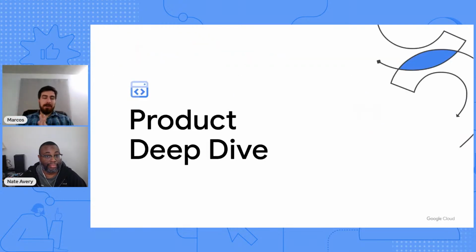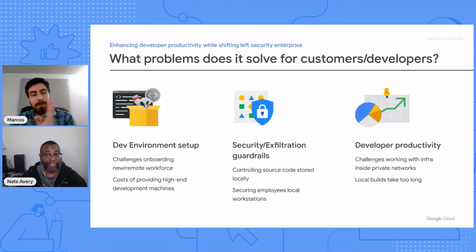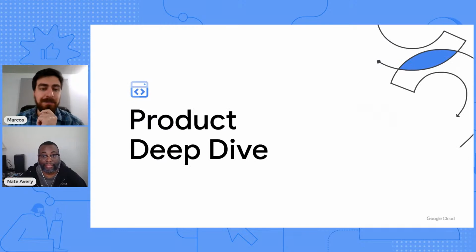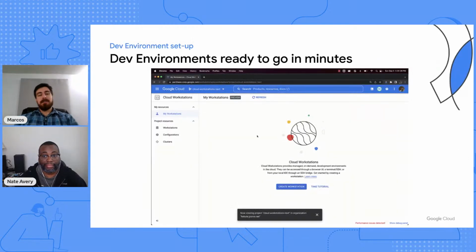Okay, that was the high-level overview. Let me now jump to a product deep dive and talk about some of the elements we have within workstations. I'll be covering each of these three elements in depth now, right? So the first one here is the idea of development environments ready in minutes.